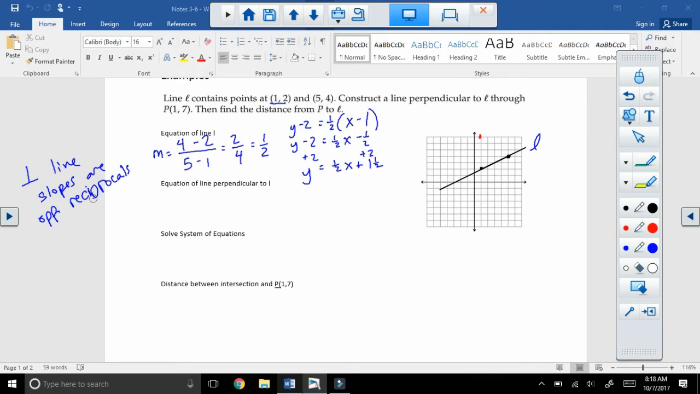So I'm looking at this and I'm seeing that the slope of this line was 1/2. So the slope of the new line is going to be -2, and the point that it goes through is (1, 7). So I'm going to do the same thing. I'm going to write the equation of the line. So y minus 7 equals the slope times x minus the x value. And go ahead and put that in slope-intercept form. So y equals -2x plus 9.